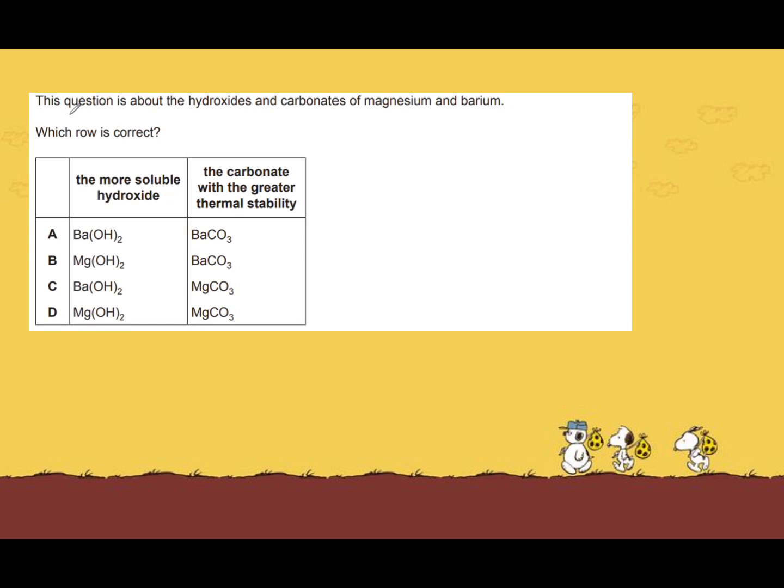This question is about the hydroxide and carbonates of magnesium and barium. Which row is correct? The correct answer is A, because hydroxide solubility and carbonate thermal stability both increase down group 2, so Ba(OH)2 is more soluble and BaCO3 is more thermally stable.